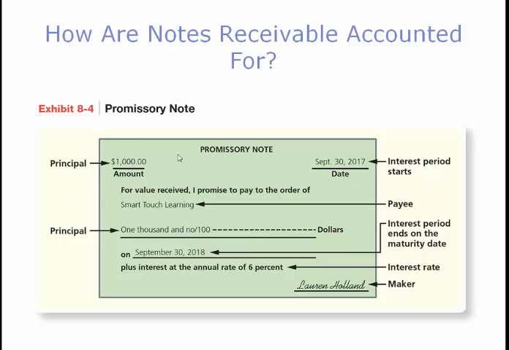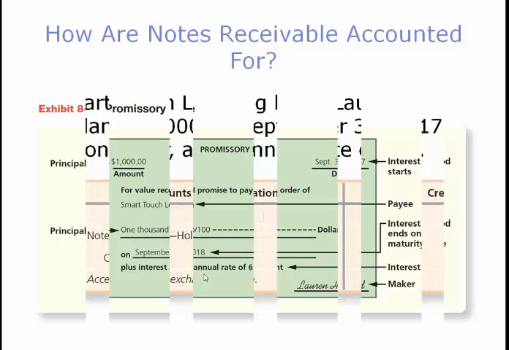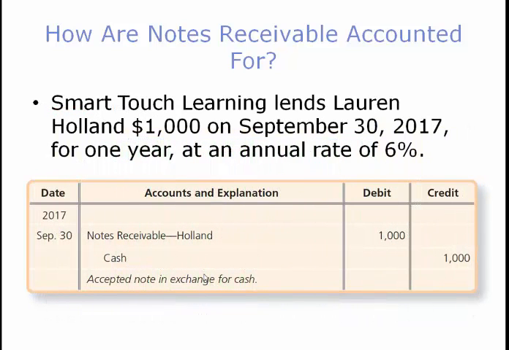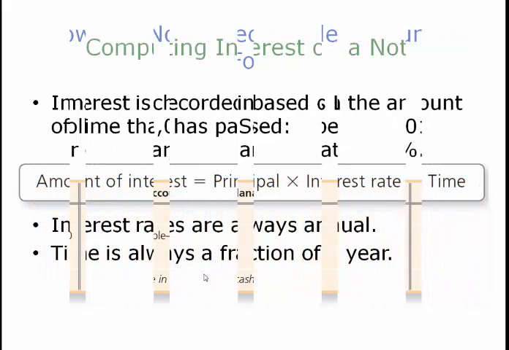It says that you agree to pay $1,000, and the interest starts on September 30th, 2017, and it says that they agree to pay Smart Touch Learning $1,000 within a year, basically, right? September 30th, 2018, and it tells you that the interest rate overall is 6%, and the interest rate is stated on an annual basis. So the first thing is when they do the notes receivable, they're going to debit notes receivable for $1,000, and they're going to credit cash for $1,000. And it's a 6% note on September the 30th.